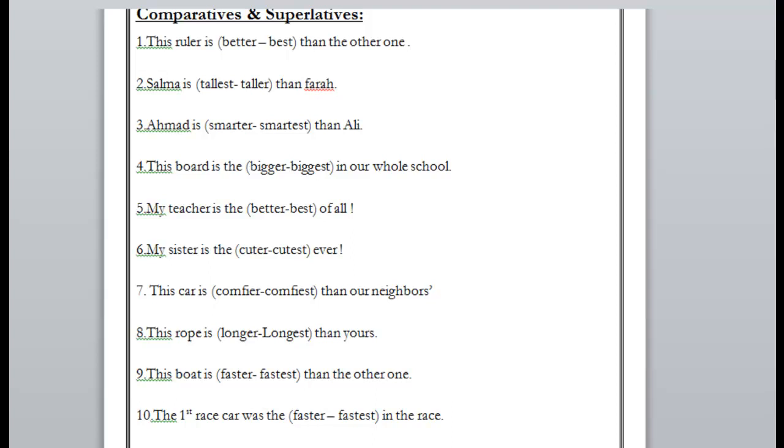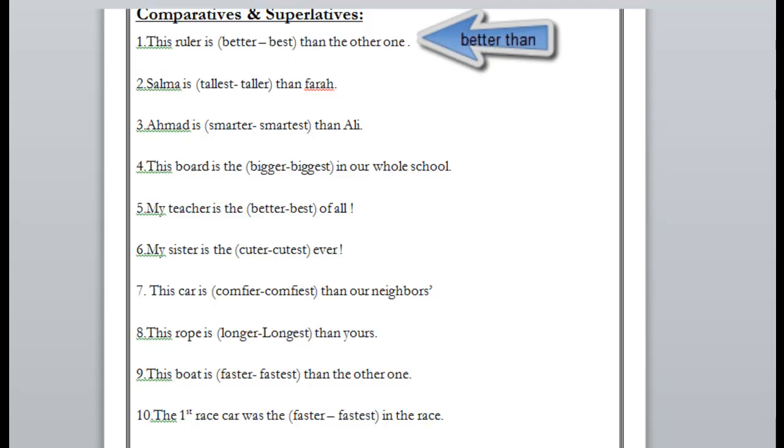Okay? Let's take number 1. This ruler is better or best than the other one. Oh my god, guys, have you noticed? Yes, we found the word than in the sentence, right? So, can we choose best? Oh no, we are comparing between two things, right? The ruler and the other one. So, we should choose here what? Yeah, better. This ruler is better than the other one. Perfect, guys. Good, guys.